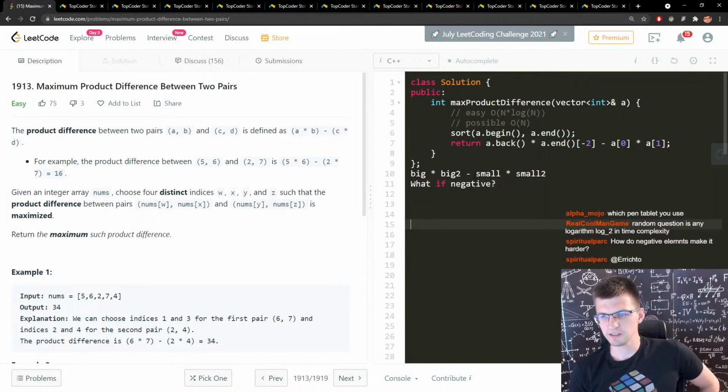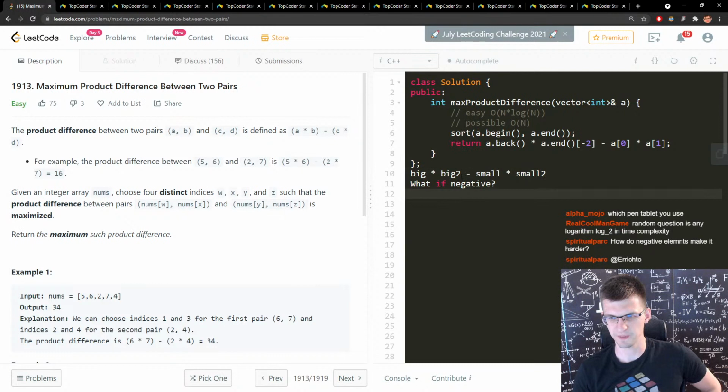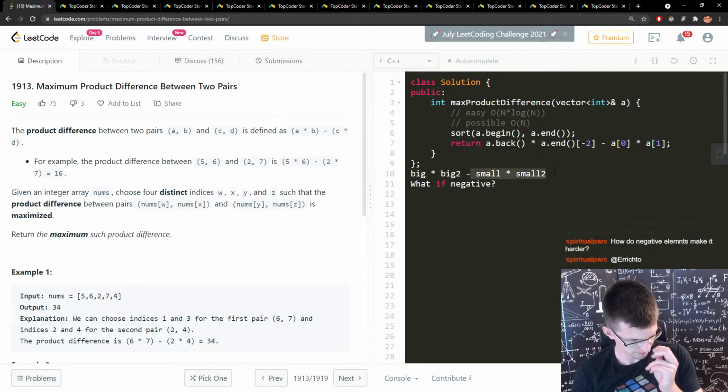If there can be negative elements, then this product is not necessarily small. Like minus 10 times minus 11 actually makes this big. It can even be biggest. Still, we want to here have a big product minus something small.